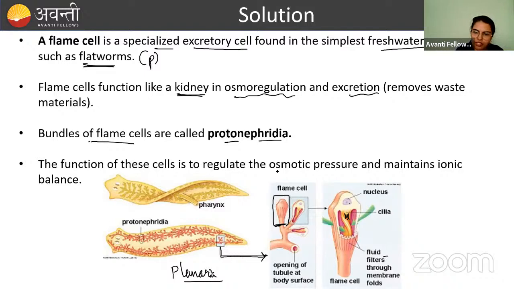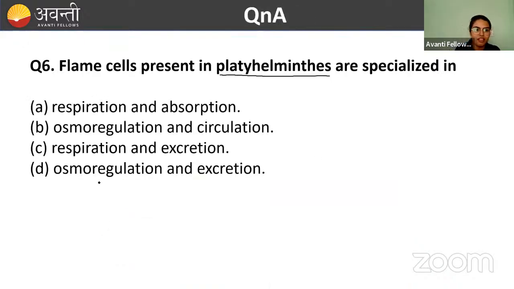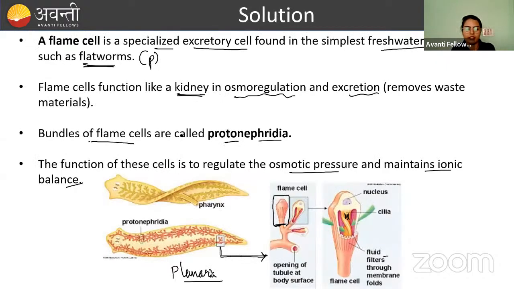Now the function of these is the same, regulating the osmotic pressure by maintaining ionic balance. ठीक है, ionic balance हो गया, salt concentration हो गया, then help in the removal of excretion. So all these specialized functions are done by flame cells. So here osmoregulation and excretion. Respiration तो बिल्कुल नहीं बेटा, respiration is totally wrong. Osmoregulation and circulation, no, they are helping in excretion, not circulation. Okay, so we are moving ahead then. Is this clear to everyone?